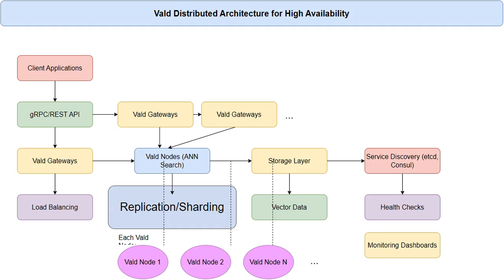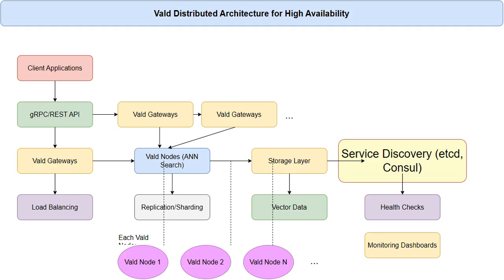Let's investigate replication and sharding further. Replication involves creating multiple copies of the data across different nodes, enhancing fault tolerance. Sharding, on the other hand, divides the dataset into smaller, manageable pieces distributed across nodes, improving parallel processing capabilities for faster search operations. These are architectural decisions to ensure availability through distributed architecture.